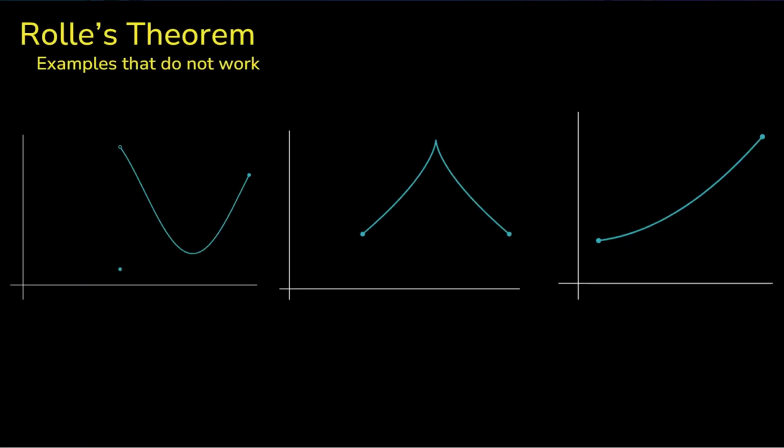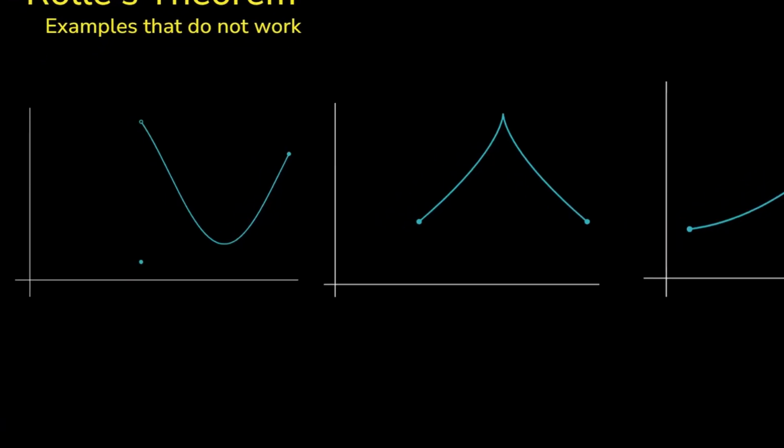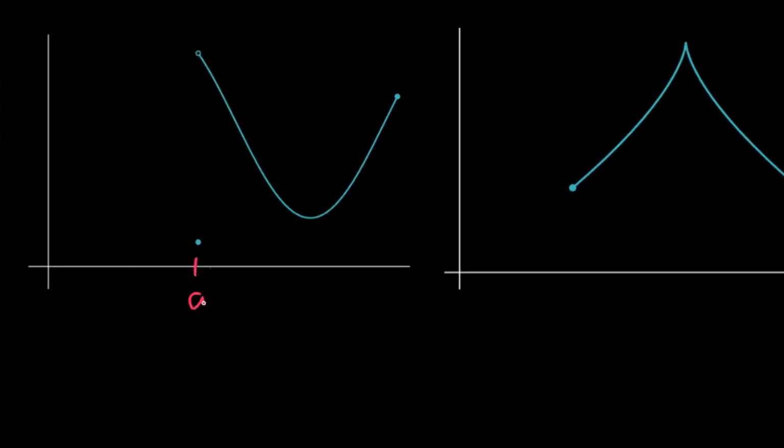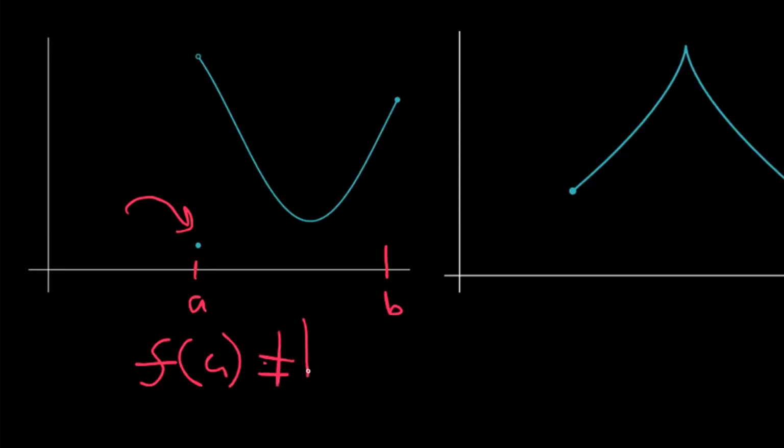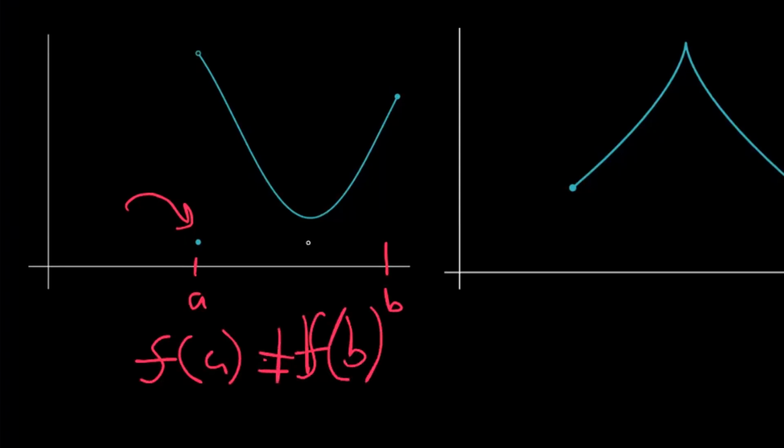Here's a couple examples that don't work. This first one, the function is defined on the interval from a to b. It's a closed interval, but it's not continuous at the left endpoint. Also, this function is differentiable in between the endpoints. The function is smooth and continuous between a and b. And f of a does not equal f of b. So even though there is a point where the derivative equals 0, Rolle's theorem does not apply because it breaks one of the three conditions.